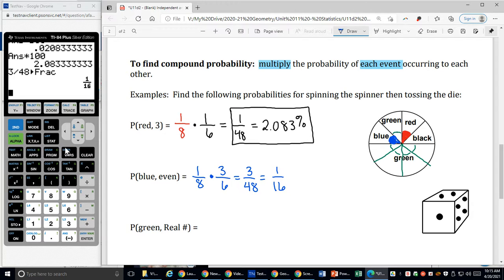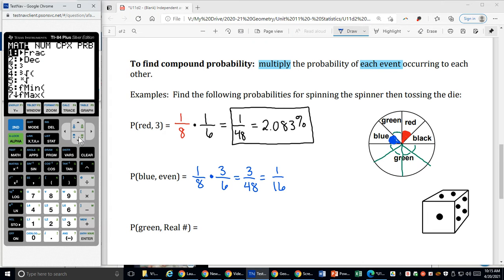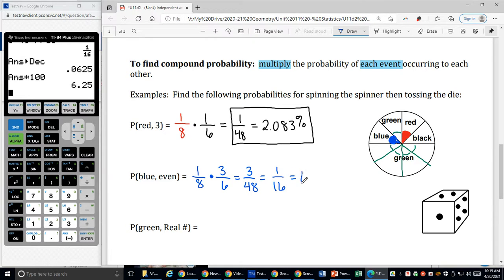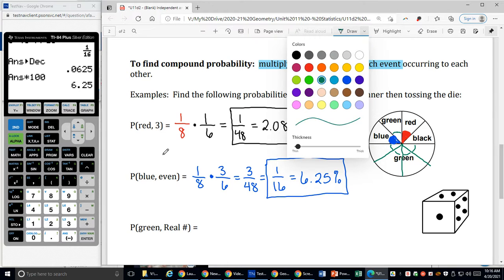If I want that as a percentage, I'm going to say math, change that to a decimal, and then multiply it by 100 to move my decimal over 2 places, and it is 6.25%. So again, not a very good percentage, not very good probability or chances that I will get a blue and an even number. It definitely can happen, just not super likely. Okay, all right, and then the last one here, let's look at green.